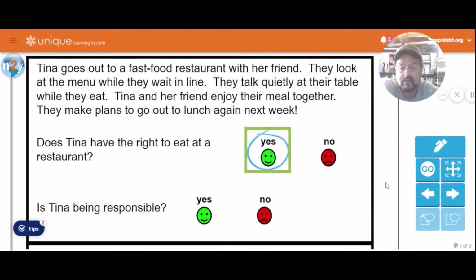Is Tina being responsible? Okay, so they looked at the menu while they waited in line. So they looked at the menu to see what was on there. They waited in line, which was polite. They talked quietly at their table, not really loud, getting everybody distracted. And so were they being responsible? You bet. Yes.